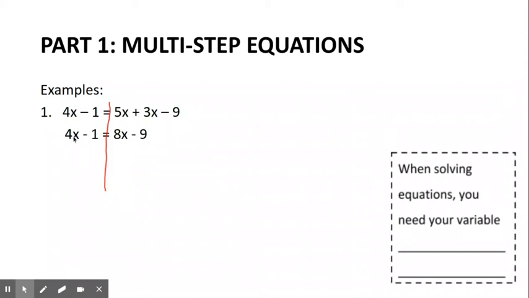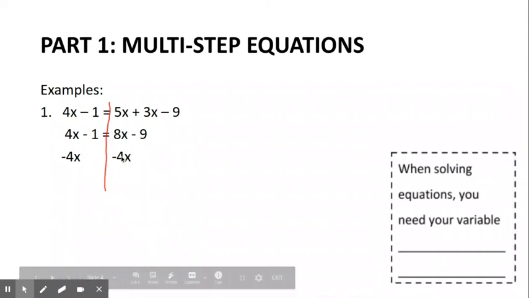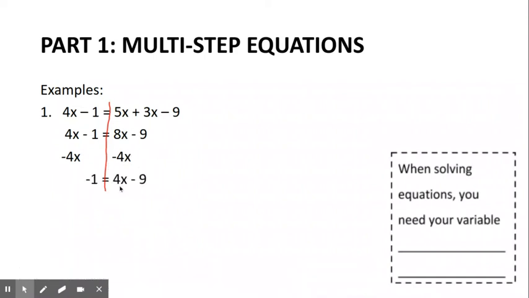For example, if I wanted to get rid of my 4x, in order to do that, since it's positive 4x, I would need to subtract 4x on both sides. When I'm subtracting, 4x minus 4x would give me 0. It would cancel out. And then over here on that right side, the 8x minus 4x would leave me with 4x. Notice I'm bringing everything down. That 1, make sure you get that negative sign with it. So it would be -1 equals 4x minus 9.